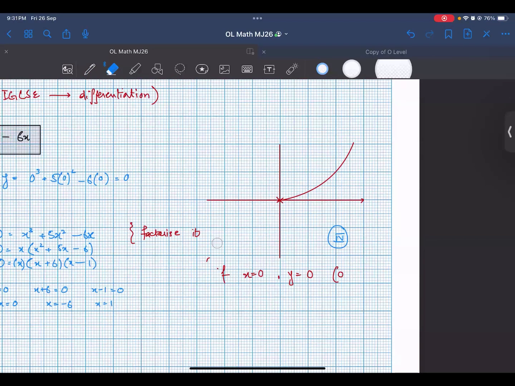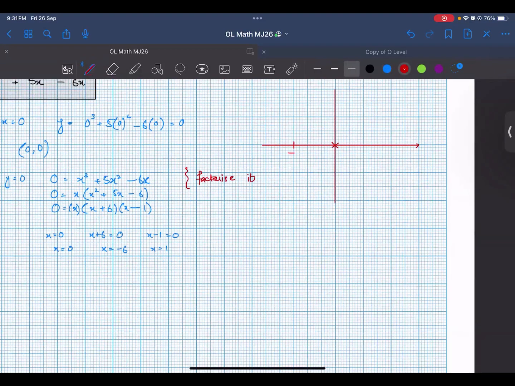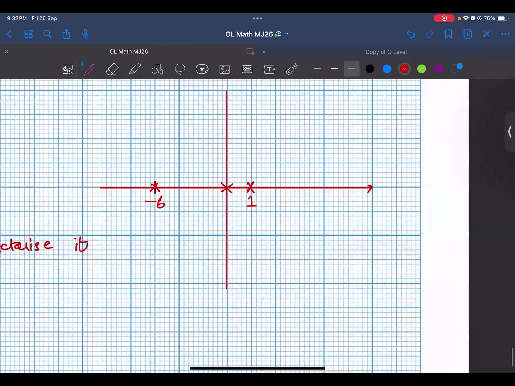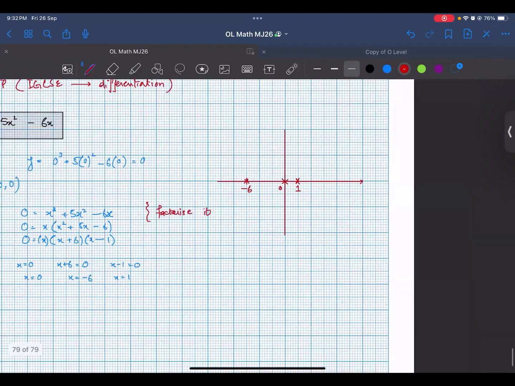The 3 x-intercepts are: one of them is (0, 0), which I already have. Then you have minus 6, let's suppose this is minus 6, and 1. 1 is very close, relatively; look, I have made it closer to 0. Minus 6 is more to the left and 1 is closer to the origin. So it should be a reasonable, understandable plot.